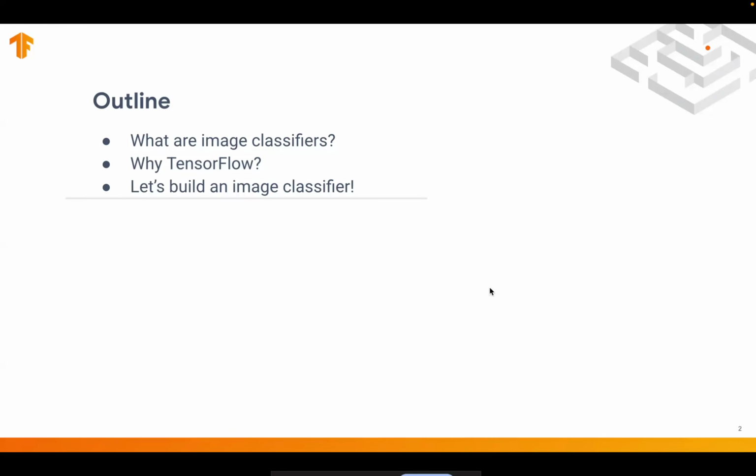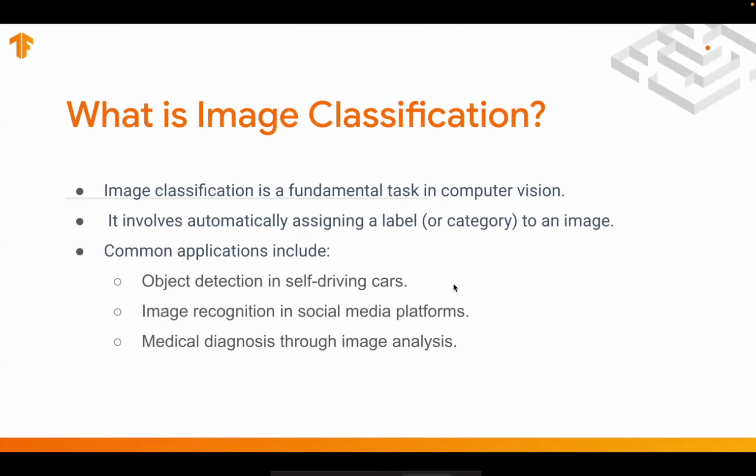All right. So what is image classification? Image classification is a fundamental task in computer vision. It involves automatically assigning a label or category to an image, right? I remember telling you guys about supervised learning and unsupervised learning. Basically, image classification is supervised learning.